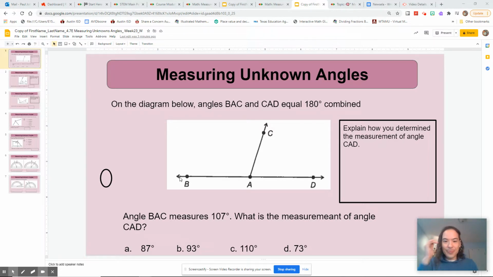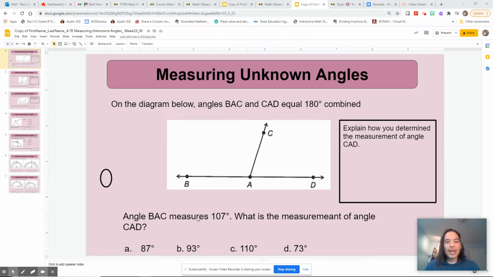All right, so BAC is our first angle. And if it was a 90-degree angle, this line would be going straight up. So we know that BAC is obtuse, and then CAD has to be acute because all together they make 180 degrees, just like your protractor, right? So BAC looks like an obtuse angle. CAD looks like an acute angle.